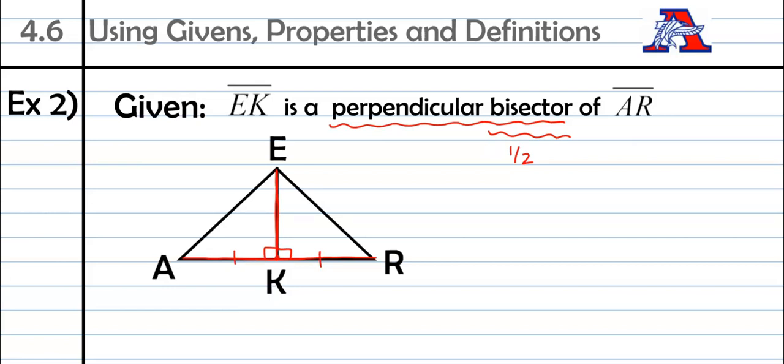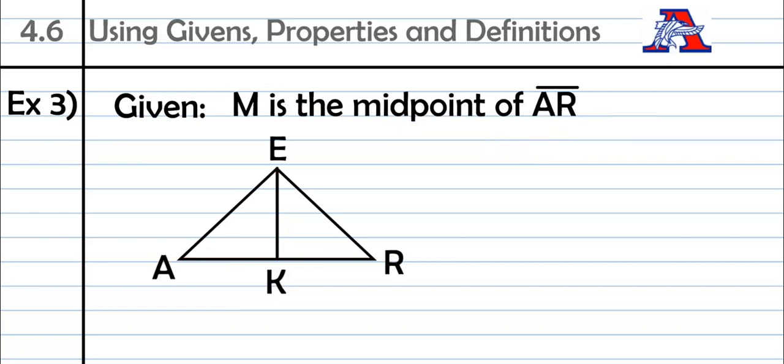So perpendicular bisectors do 2 things. They create 2 congruent right angles. They also cut that bottom segment in half, so we can mark that. And then the third thing that we can mark is we have this reflexive property. We have this shared side. The triangle on the left and the triangle on the right share side EK, so we can mark that as congruent. And I don't think that there's anything else that we can add there. There's nothing about an angle bisector anywhere, so we're not going to assume anything. We're not going to assume that AEK is congruent to REK. Nothing tells us that.